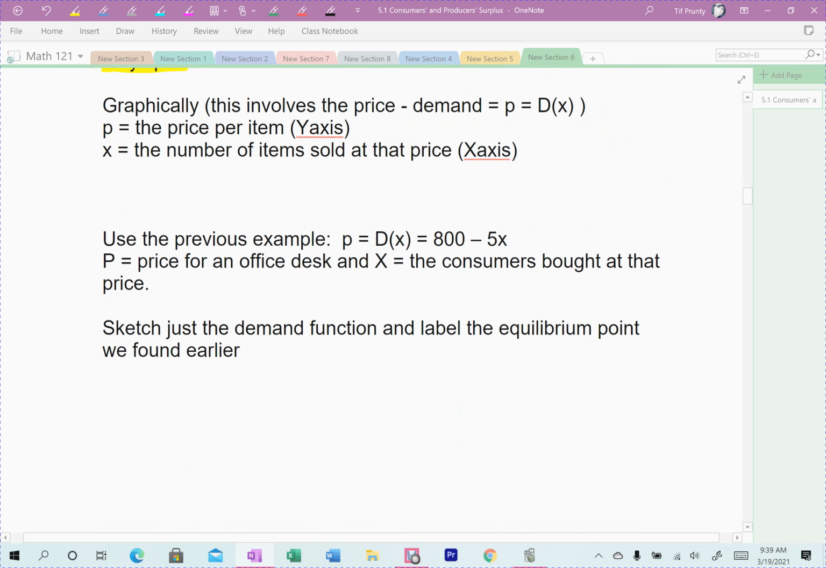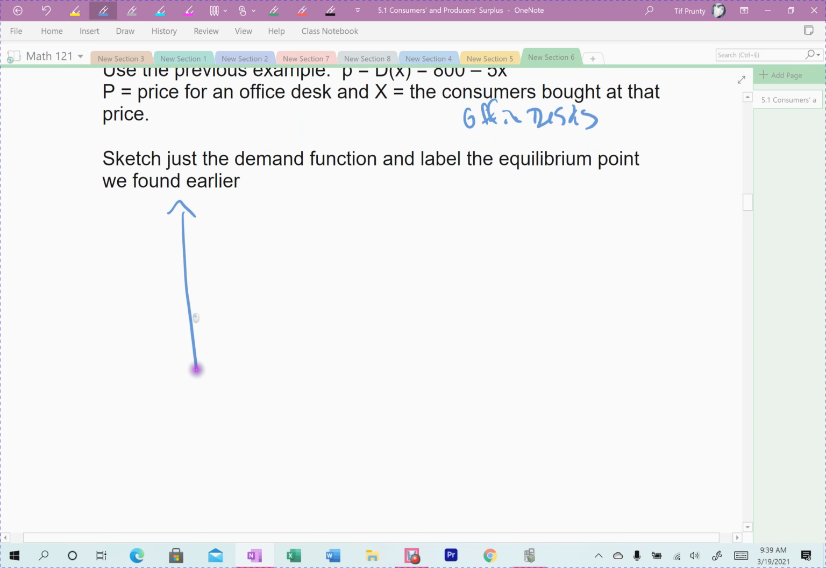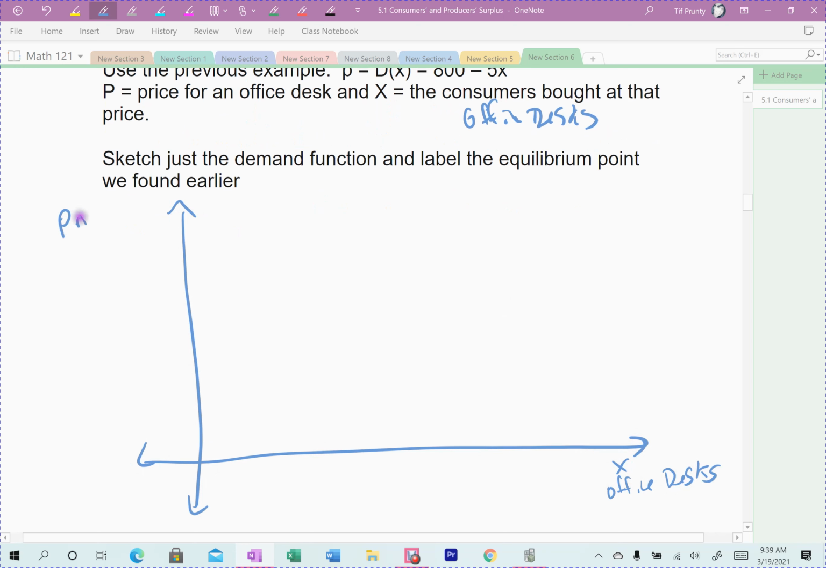So using my previous example, remember, and we're just going to look at the demand equation. So remember, the demand equation was 800 minus 5x. So x was the office desk. And remember, the equilibrium point was (20, 700). And I'm going to draw that in my picture. All right, so I'm going to sketch a graph of just the demand function. So remember, the demand function was... All right, so this was x, which was my office desks. This was price in dollars.